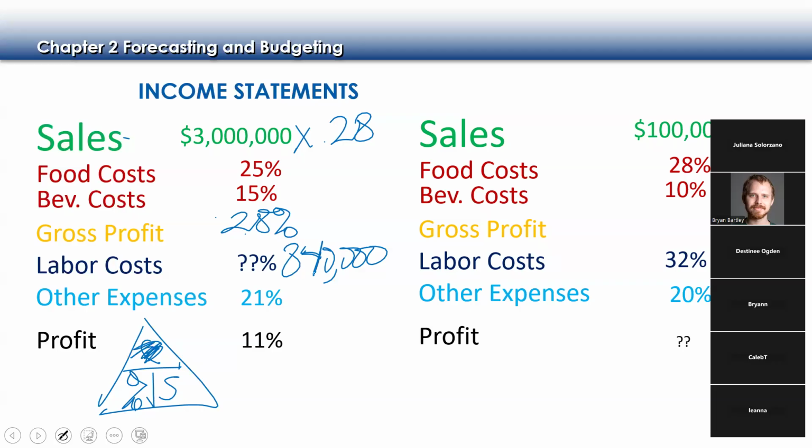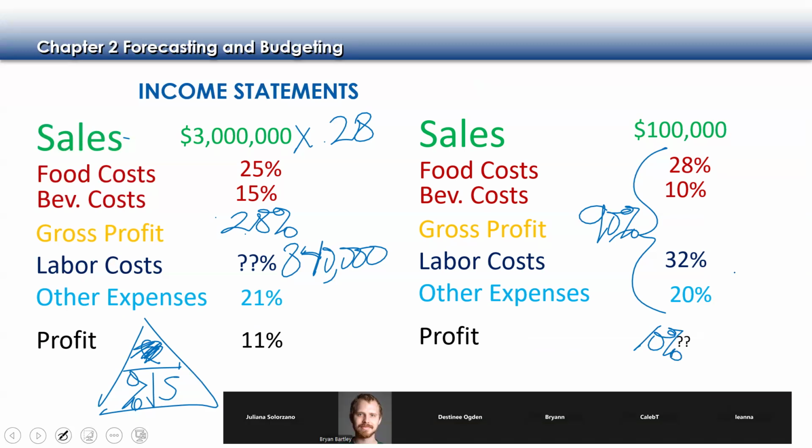So this next one, if we add up all of these right here, what do we get? 90. 90, thank you. So 90%, which means my profit is 10%. And 10% of $100,000 is $10,000.